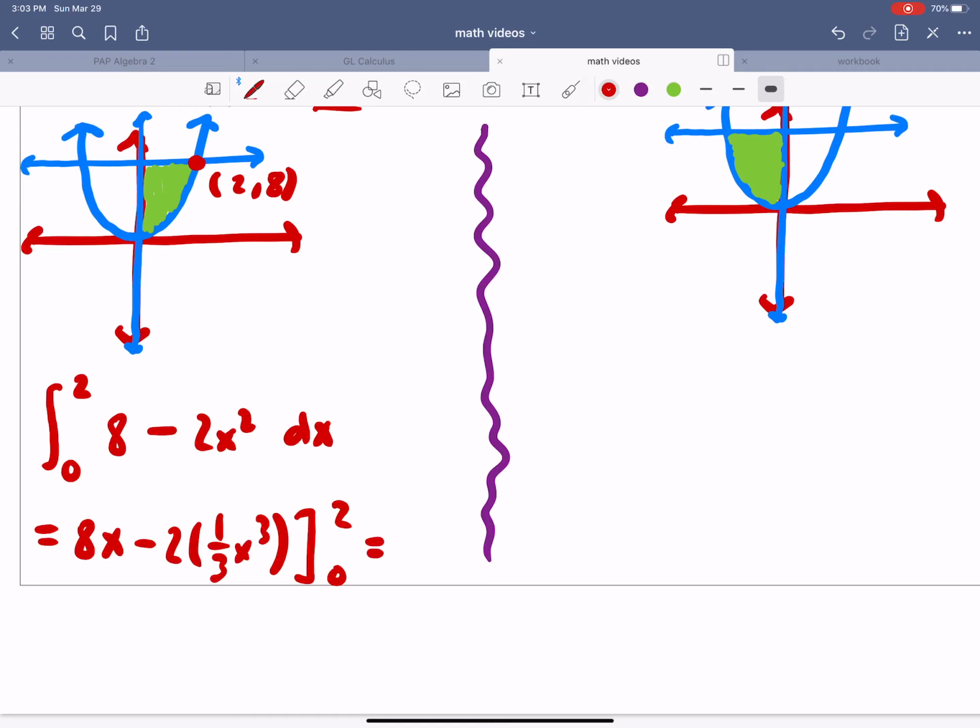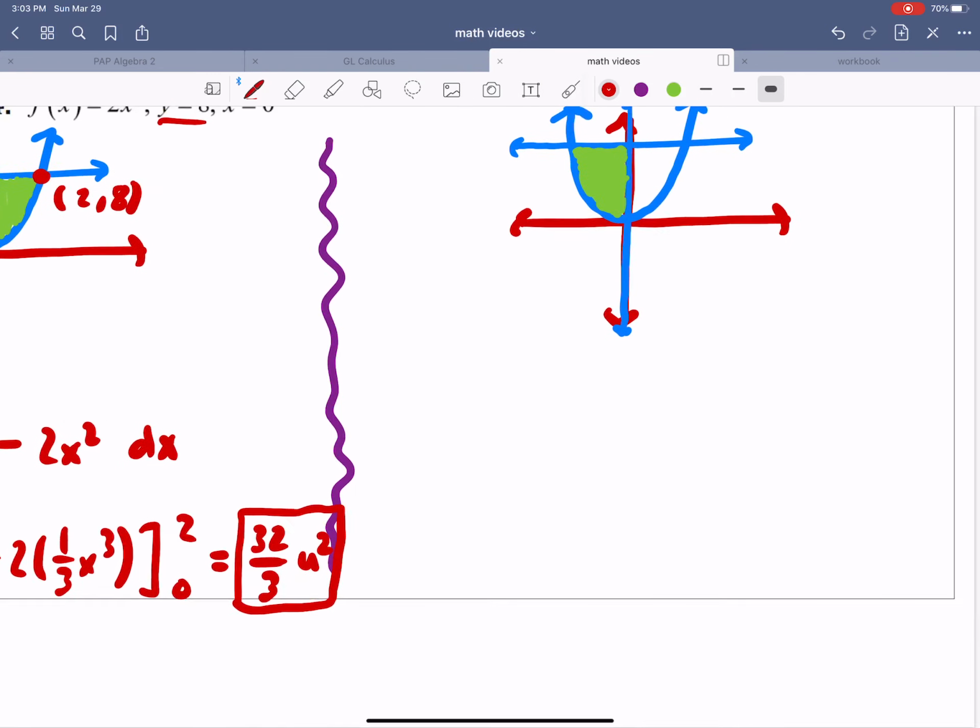I'll let you do the heavy lifting on that and plug and chug. Plug a 2 in for each x and see what you get. You don't have to plug a 0 in for each x because you know that when you plug a 0 in, you're going to end up just getting 0. So when we do that, we get 32 thirds units squared.